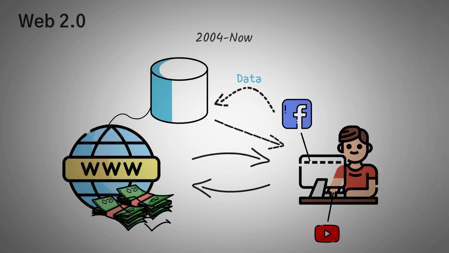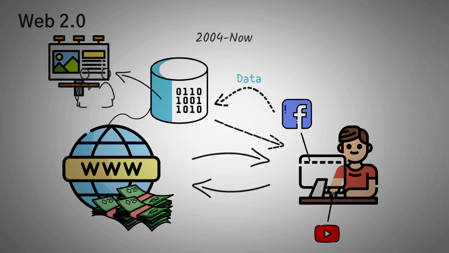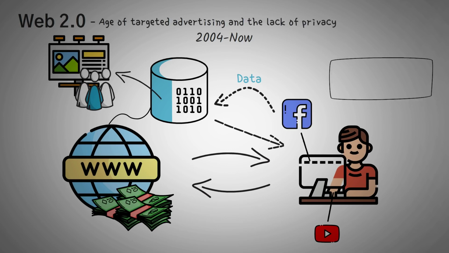This meant more money for them, but eventually they realized they could package up all the data they had collected on us and sell it to advertisers. Web 2.0 is the age of targeted advertising and the lack of privacy for its users. Now, to be fair, we willingly gave up this privacy too for cool apps like Facebook and Twitter.